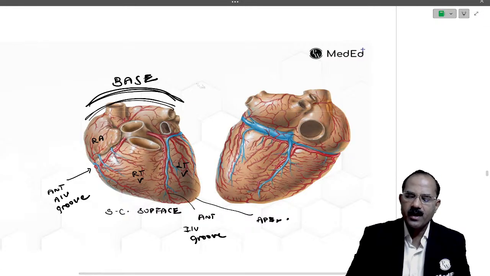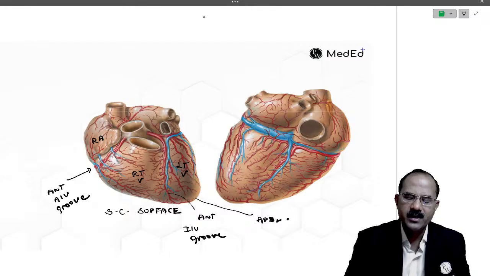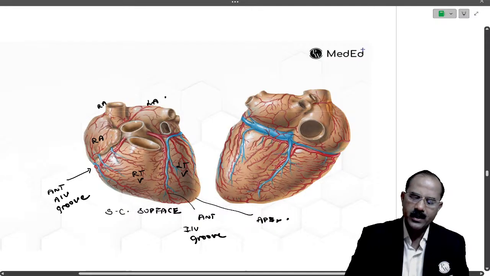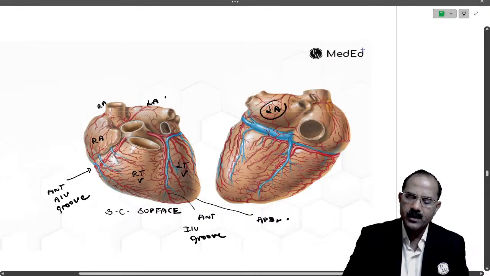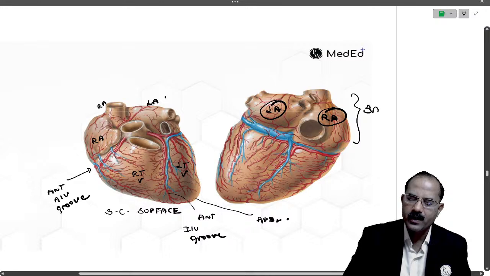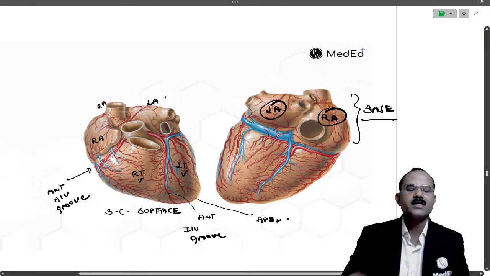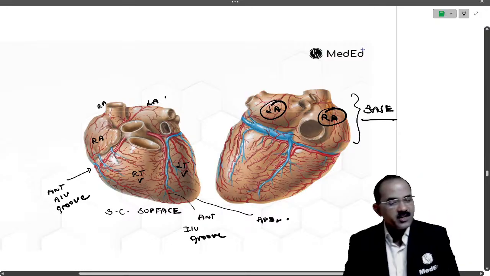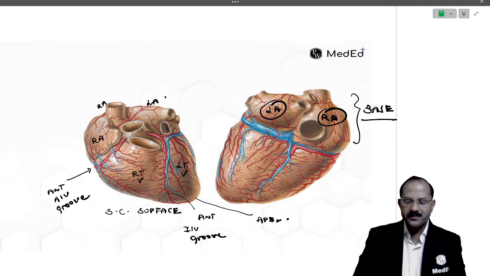The base of the heart is formed by which chambers? Can anyone tell me? The base of the heart is formed by the right atrium and the left atrium. So that's the complete left atrium and that's the right atrium. The base of the heart is formed by both the atria. I'm directly telling you this. That's the base of the heart. The base of the heart is formed by the complete left atrium and the right atrium.